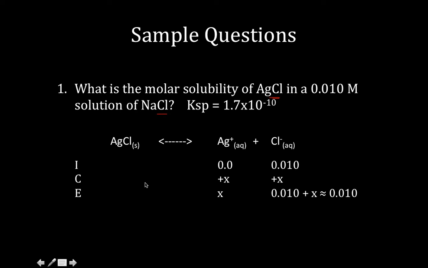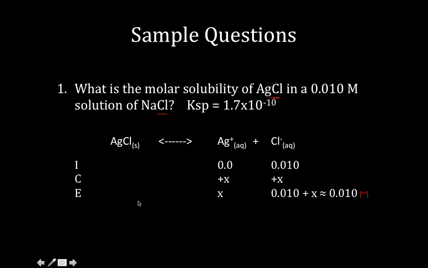So if we did this as an ICE chart, what we find is we're not just starting with pure silver chloride and seeing how it dissolves. We already have the chloride present. So a certain amount of this is going to dissolve, and that's going to increase the silver concentration. We're going to add that amount to this 0.010, but this x value is going to be so small, it won't be significant, so we use the approximately equal symbol. So in fact, we're already going to have this concentration of chloride present.